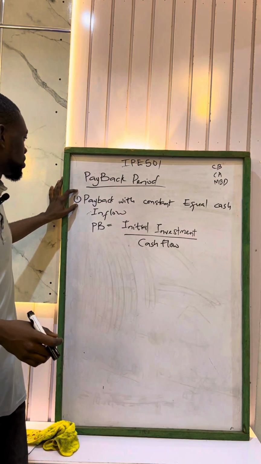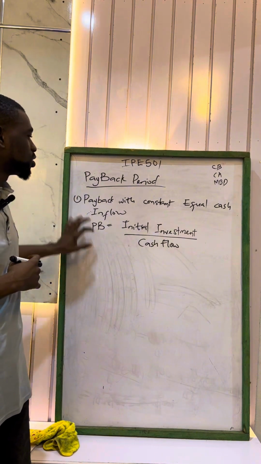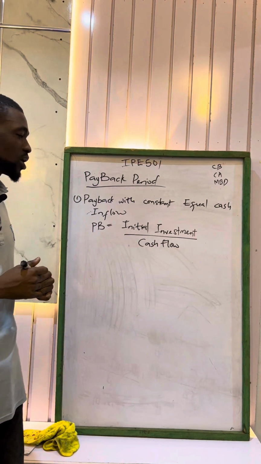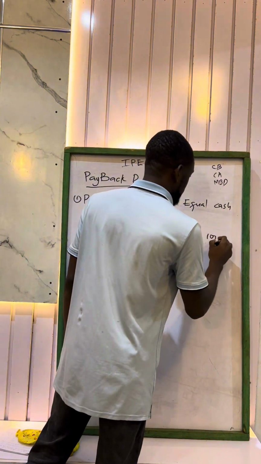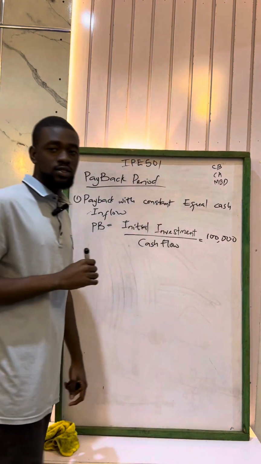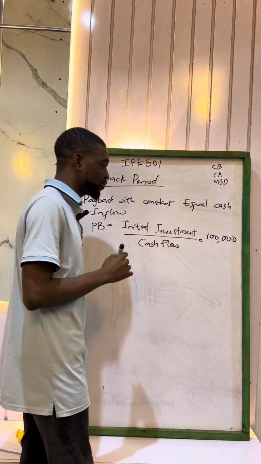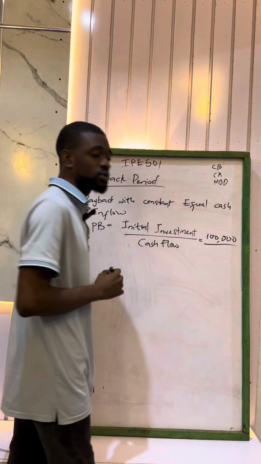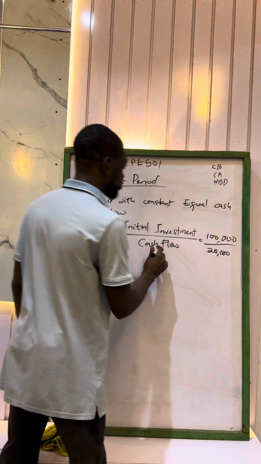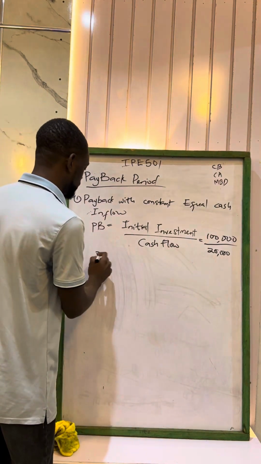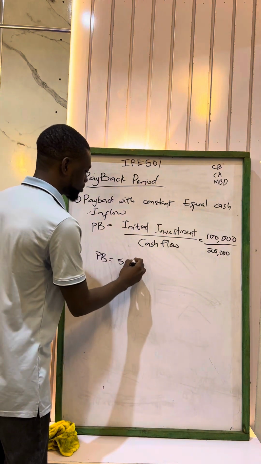So for the first technique in the payback period, when you have payback with constant cash flow, the formula to calculate the payback period is your initial investment over the cash flow. Let's say, for example, you are investing 100,000 naira into a business and it is required that you are going to be getting 20,000 naira every month or every year. Let's use year for example. What is going to be the payback? Your cash flow here is your 20,000 naira, which you can also call your cash inflow. The payback period for this is going to be 100 divided by 20, which is 5 years.